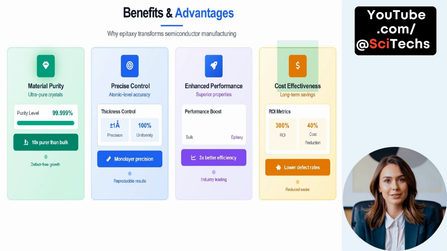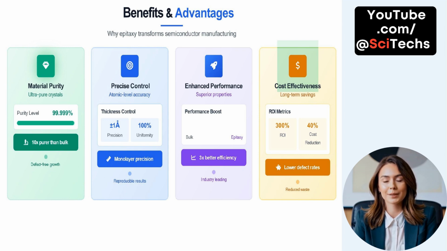Next, epitaxy delivers precise control at the atomic level. With thickness control down to ±1 angstrom and 100% uniformity, manufacturers can achieve monolayer precision, ensuring consistent and reproducible results across wafers. This level of control leads to significantly enhanced performance. Compared to bulk materials, epitaxial layers enable up to 3 times better efficiency, supporting high-performance, energy-saving applications.